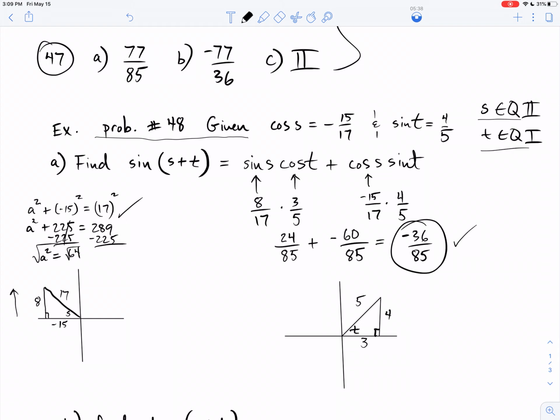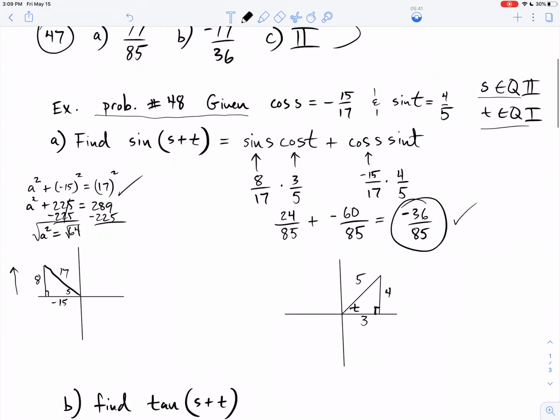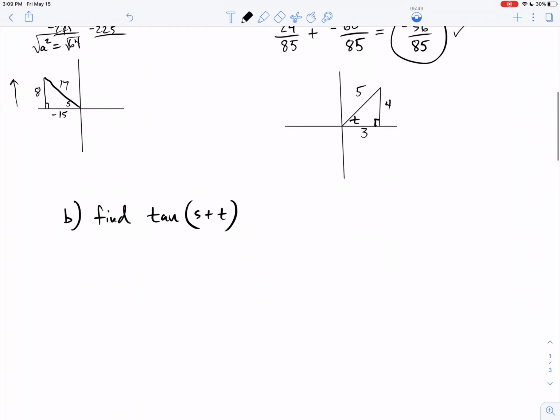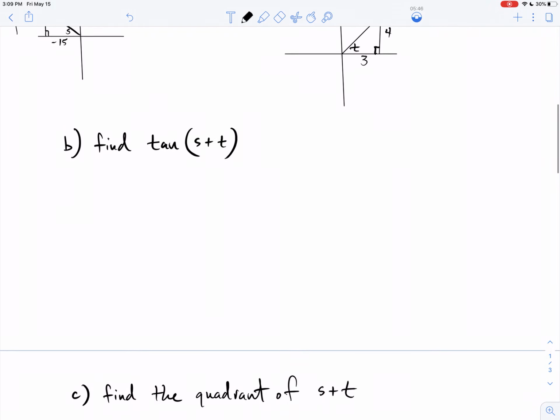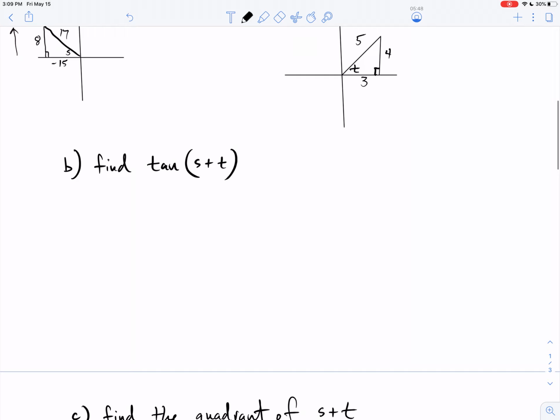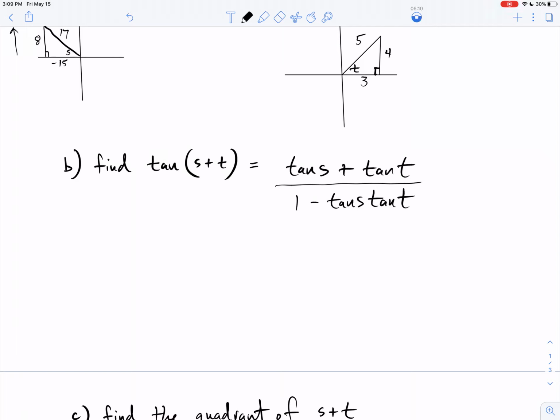See, that was kind of time consuming just to get that part. And then they want me to do this part. Part B, you'll see it in the book, says find the tangent of S plus T. I go, oh man, that means I'm going to do tangent S plus tangent T over 1 minus tangent S tangent T. But that's what it looks like. So let's fill in the blanks.